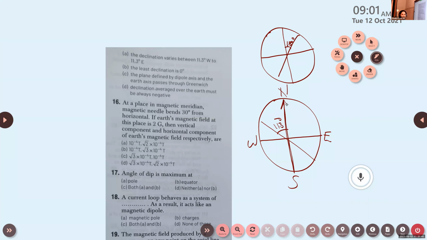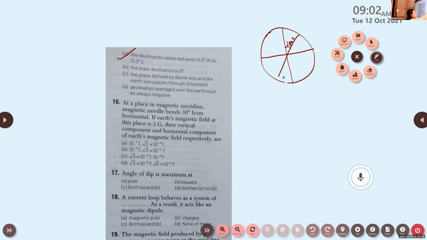Actually, this angle of 11.3 degrees is not a constant, but in the given question it is given as 11.3 degrees. So the given answer is that the declination varies between 11.3 degrees west to 11.3 degrees east. Here we have two possible ways to arrange this magnetic dipole with the axis of the Earth. They are not aligned in the same line. The reason is that the axis of the Earth does not coincide with the axis of the dipole.